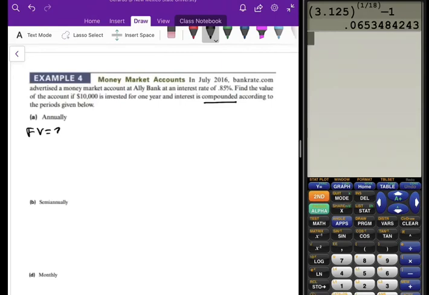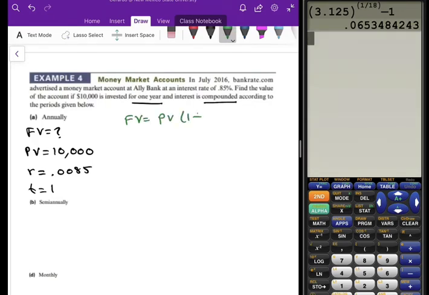So let's see what we have. Future value, that's what we're looking for. We have present value, which was $10,000. Our rate was 0.0085, and time was 1 year, I believe, right? Yes, it's right there. So I have the formula, which is future value equals present value times (1 plus r over m) to the power of m t.